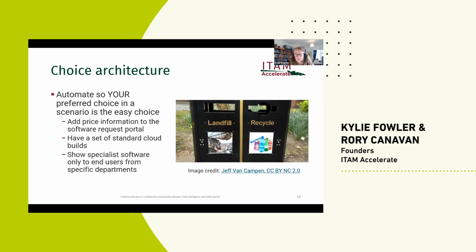If we get to the point where we have profiled our end users or our departments, then we may even get to the point where we could only show specialist software to end users from specific departments. So for instance, we might only show options for engineering software to engineers, to people who have the job title of engineer. These sorts of scenarios are all ways in which we can nudge people to make decisions.